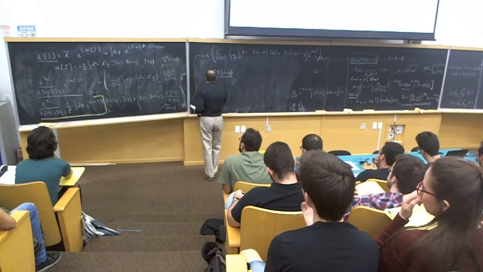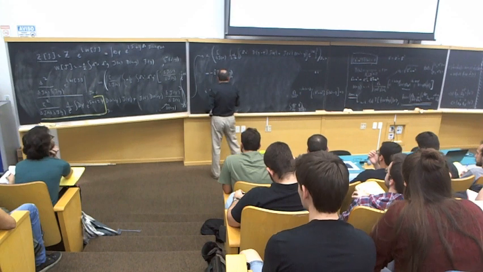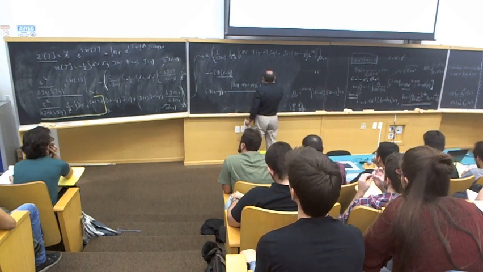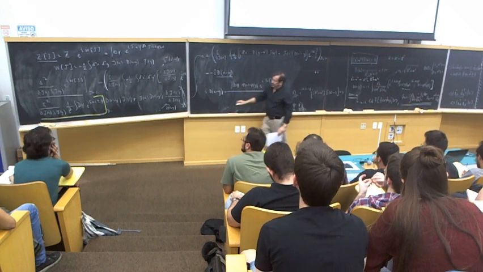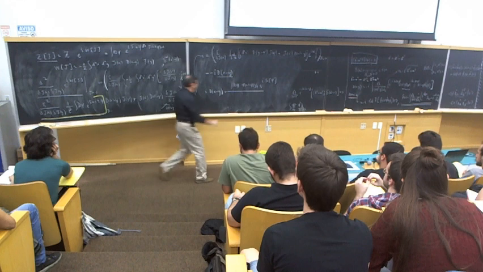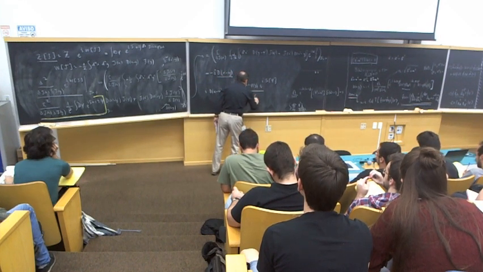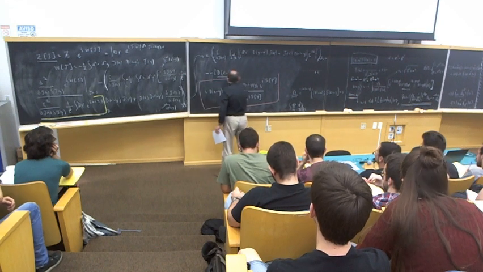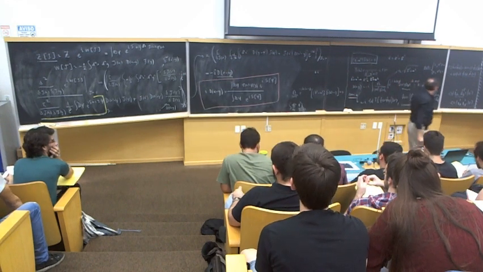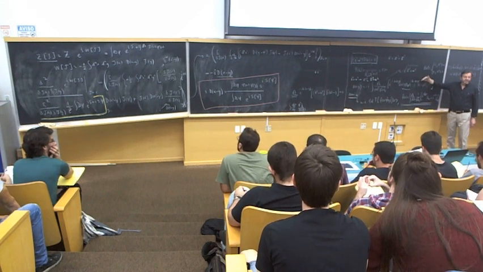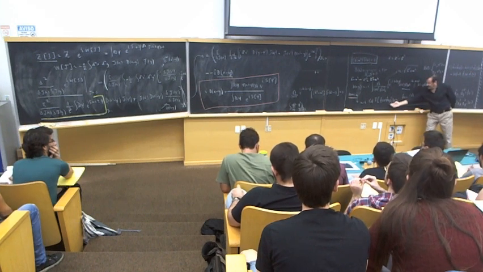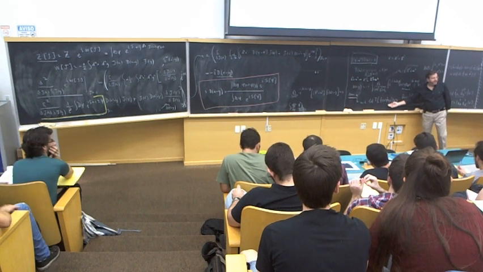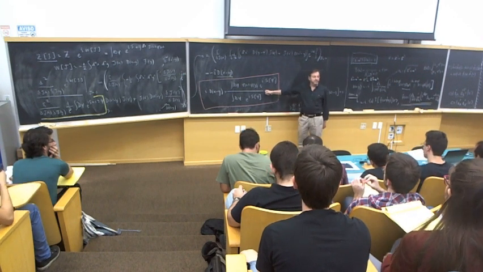I get 1 over Z, integral D phi, phi of x, phi of y, e to the i S, which is the integral D phi e to the i S phi. D is the free propagator. It's defined in canonical terms by this time-ordered product. In the path integral language, it is given by this path integral here.